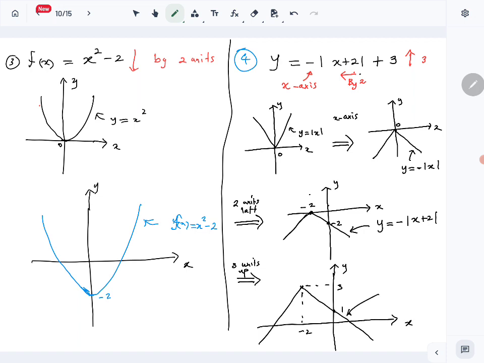We applied all 3 transformations and we got the final graph. So all 3 transformations are applied here. So this is how you draw a function where there is more than one transformation applied. Here 3 transformations were there. So we applied each of them and got the final curve. Right.